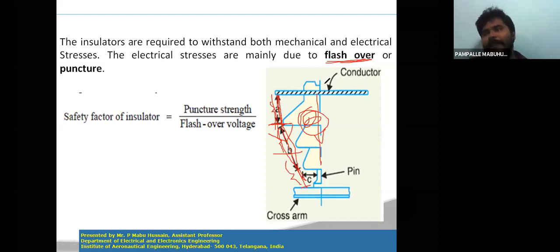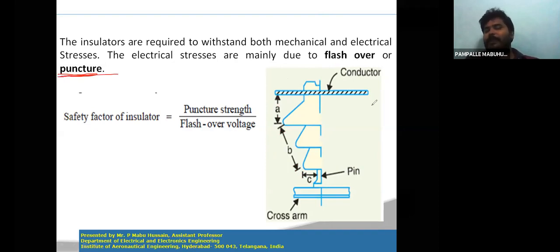If the heat produced by the arc is very high, then the insulator will be damaged. If the heat produced by the arc is somewhat less, then no damage will happen to the insulator. Are you getting my point? Because of flashover, there may not always be a chance of breakdown of the insulator. Why? Because this arc path is not through the insulator. It is through the air path, in this way. Now, what is the puncture?